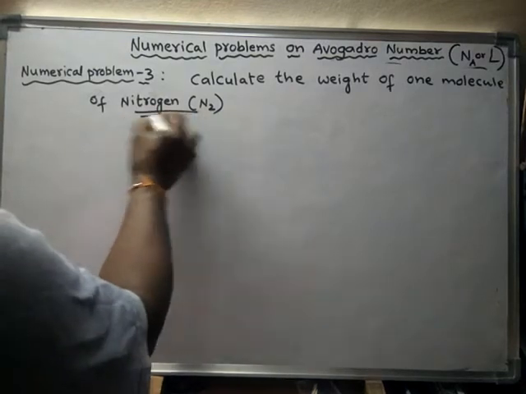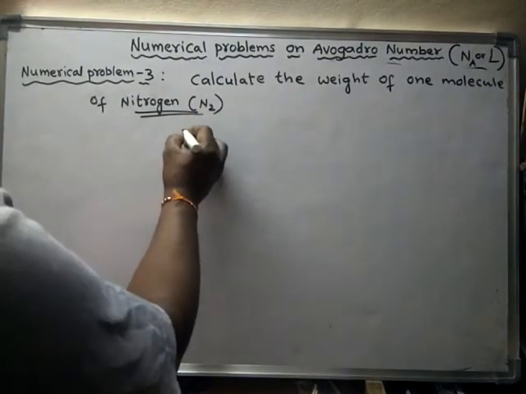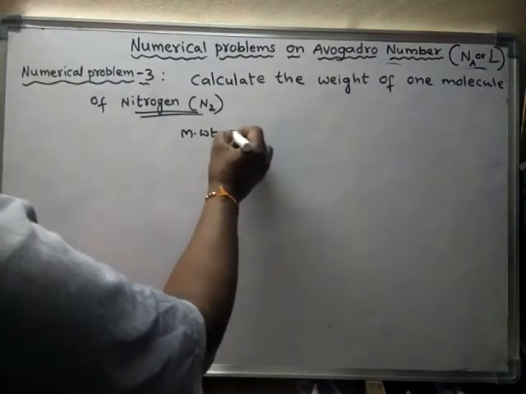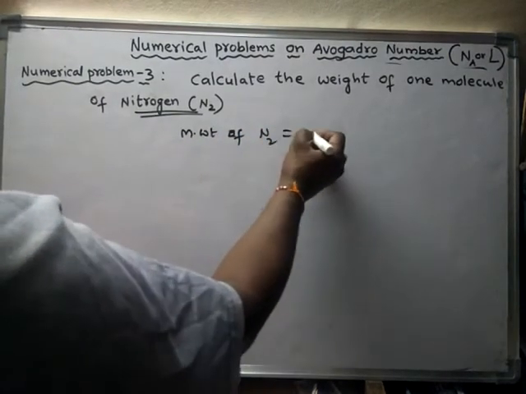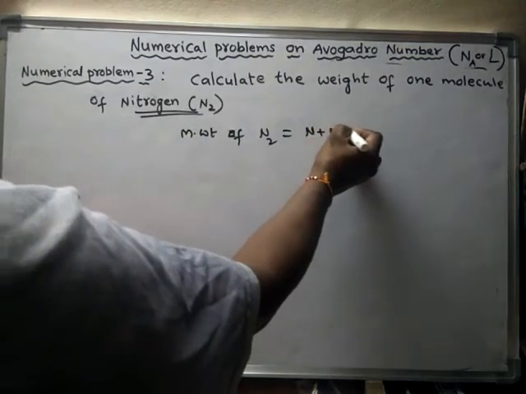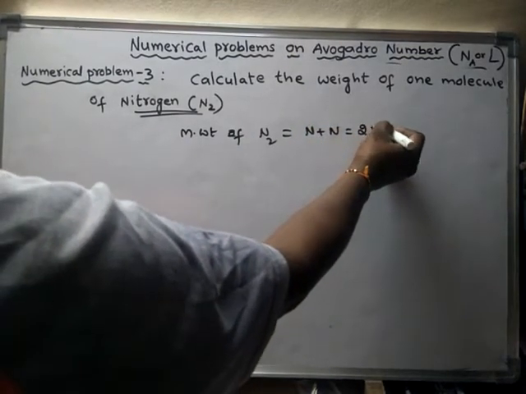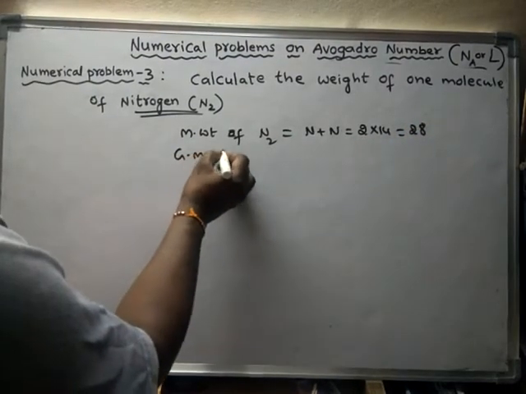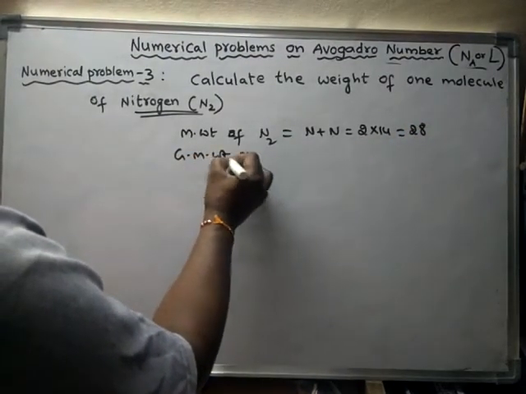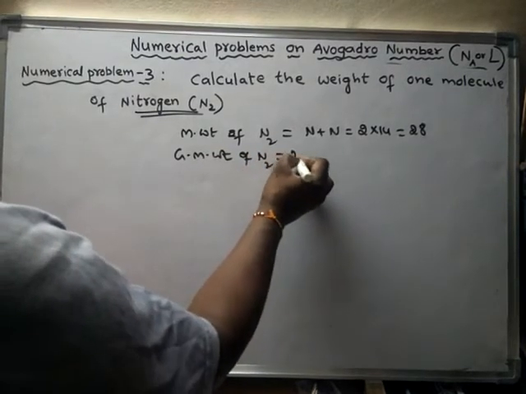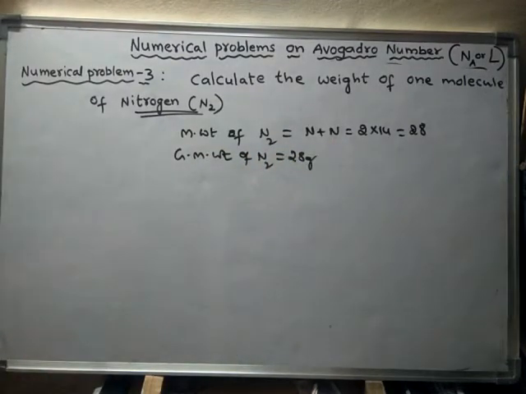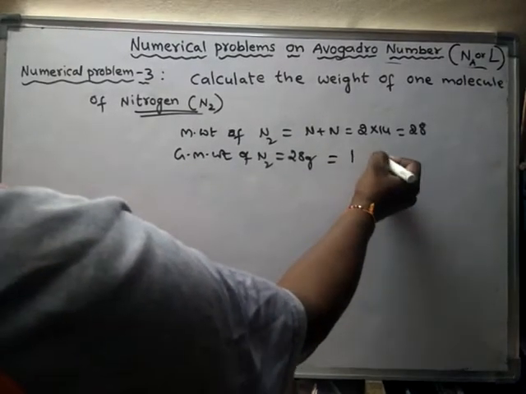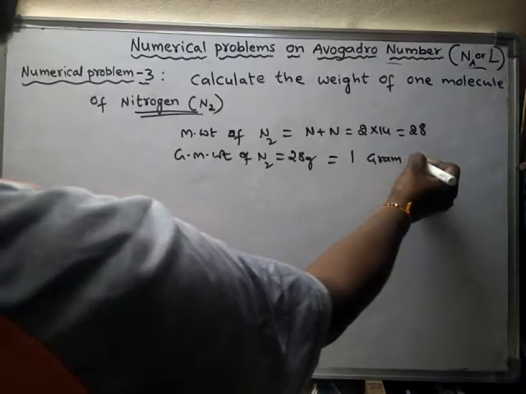As it is mentioned as nitrogen, the molecular weight of nitrogen is how much? Two nitrogen atoms are there, so 2 into 14 is equal to 28. Therefore, the gram molecular weight of nitrogen will be equal to 28 grams. Gram molecular weight of any substance will be equal to 1 gram molecule of that substance.